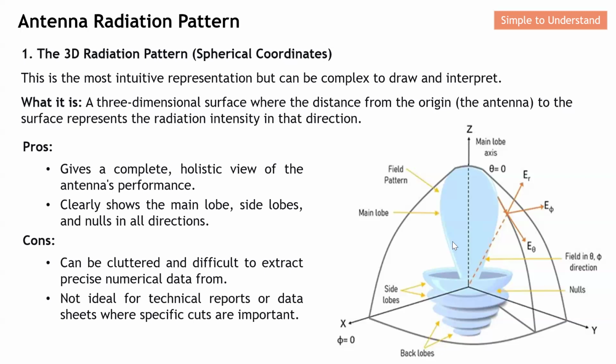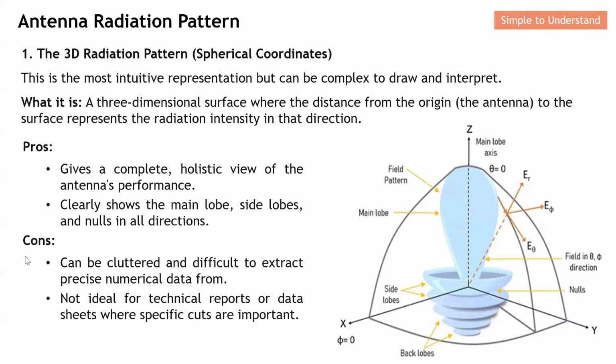Basically, this is the main lobe, and these are the side lobes, and also the nulls in all directions. So basically these are all the nulls. If you want to know the main lobe, the side lobes and also the nulls, and in which direction, you will be able to obtain that from this 3D radiation pattern.